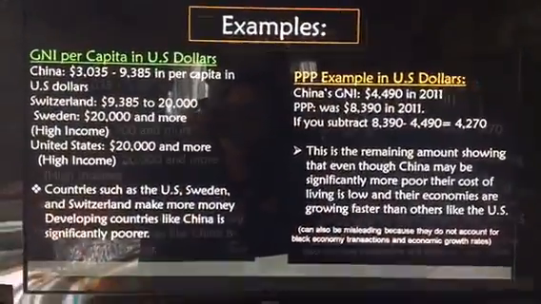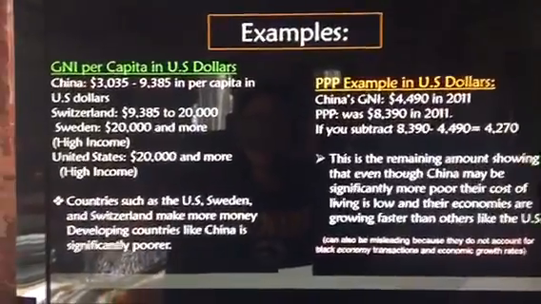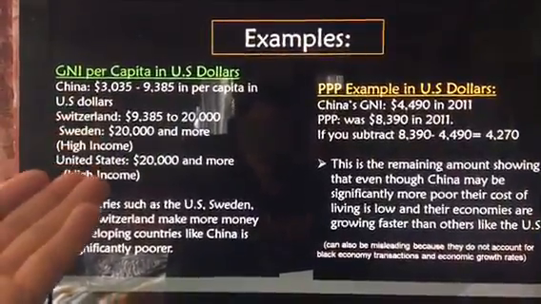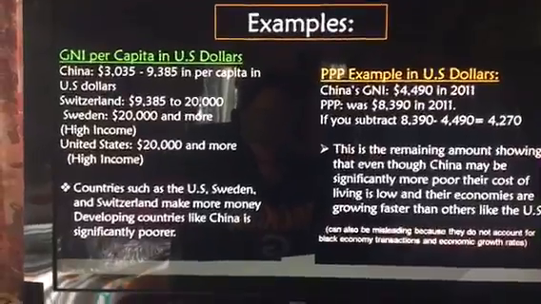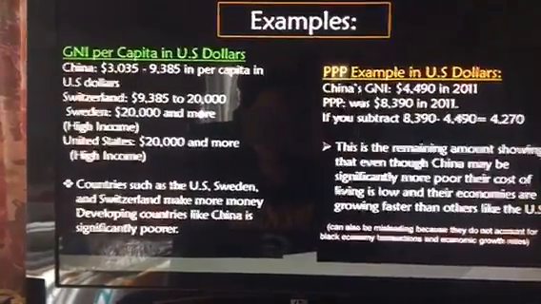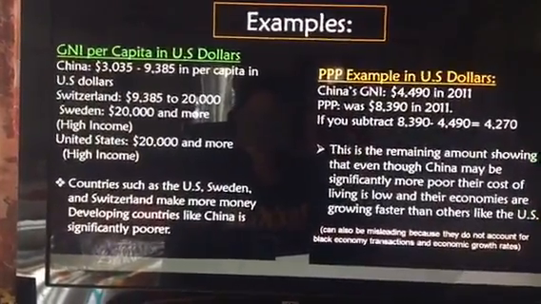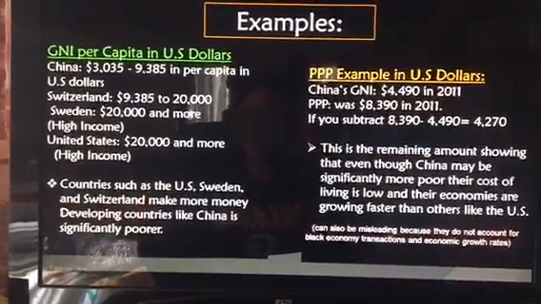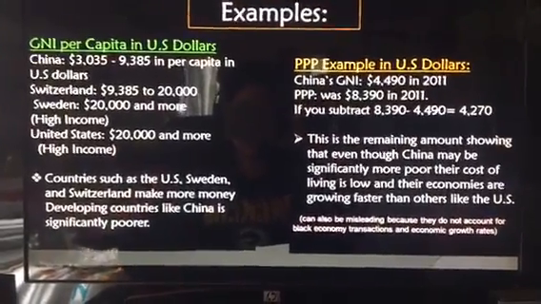So if you look at the GNI, it's really straightforward. China makes about $3,000 to $9,000. Sweden and the United States, you can see they make $20,000 and more, so they have a higher income. So this kind of reflects that China is significantly poorer.